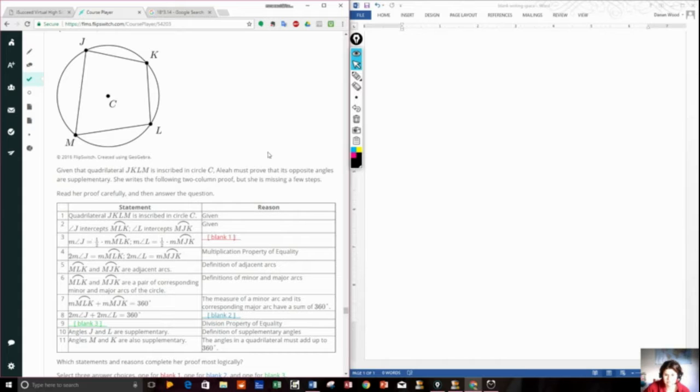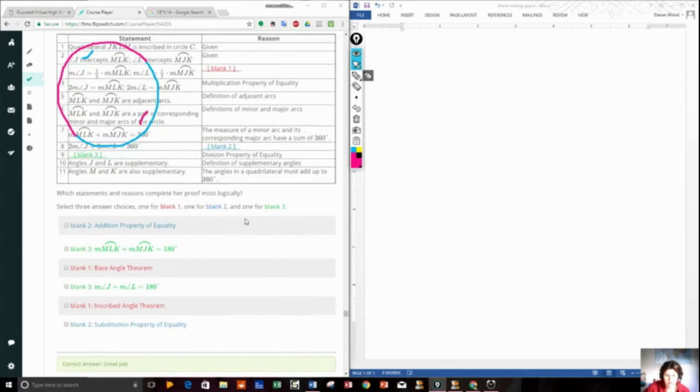That's given. Angle J intercepts arc MLK. That is correct. And angle L intercepts the measure of arc MJK. That is given. So then the measure of angle J is equal to 1/2 the measure of the arc MLK, and the measure of angle L is equal to 1/2 the measure of MJK.